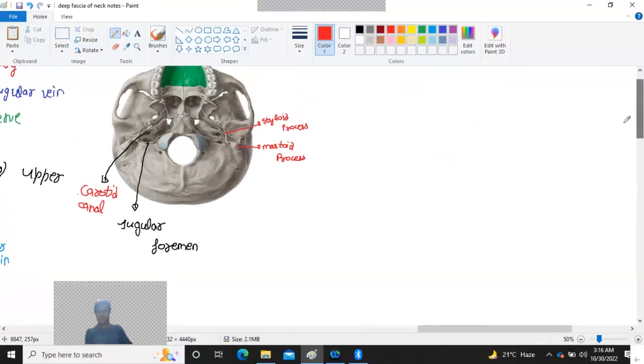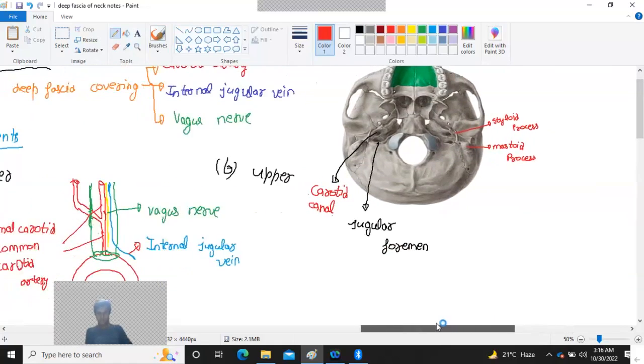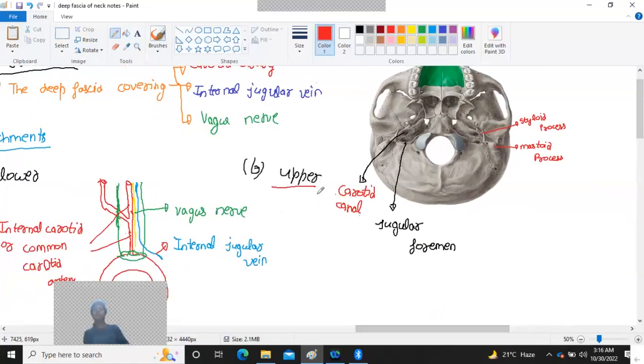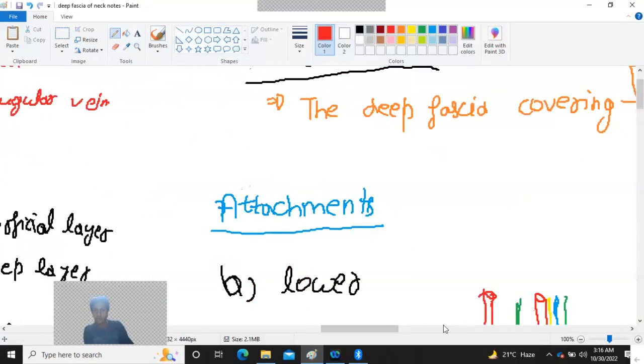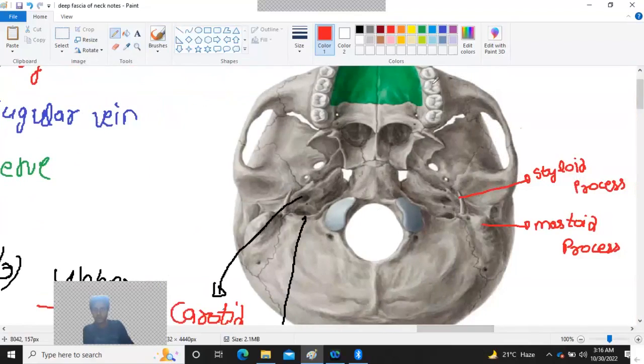So these are the upper attachment of the carotid sheath. This fascia covers it. This fascia is attached here like this. It covers these two openings, and goes down to the arch of aorta.